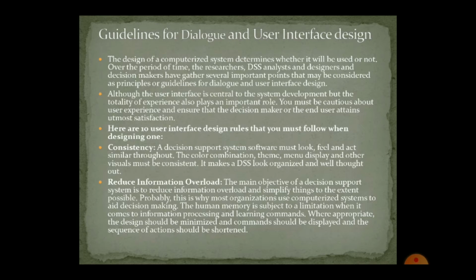Reduce information overload. The main objective of a decision support system is to reduce information overload and simplify things to the extent possible. Probably this is why most organizations use computerized systems to aid decision making. The human memory is subject to a limitation when it comes to information processing and learning commands. When appropriate, the design should be minimized, commands should be displayed, and the sequence of action should be shortened.